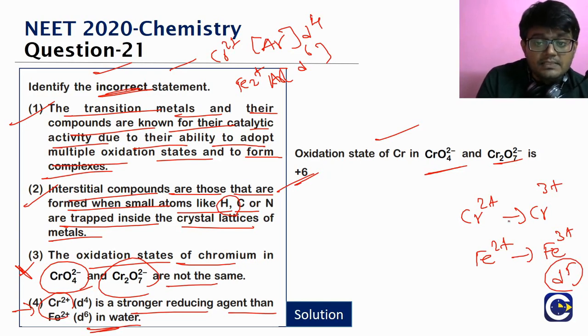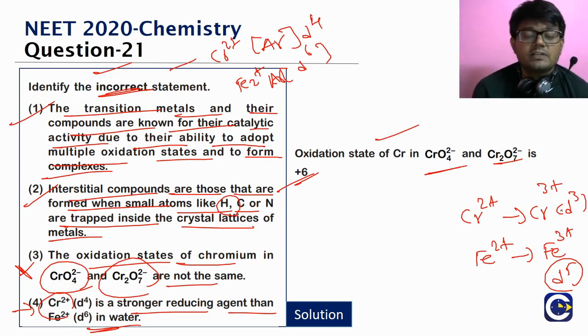Whereas Cr2+ is d4, Cr3+ will have what structure? A d3 structure. The number of electrons in the d level is d3. So by the look of it, what do you observe? Fe2+ to Fe3+, iron is getting into a more stable arrangement. That is what it appears like, d5, a half-filled d structure.